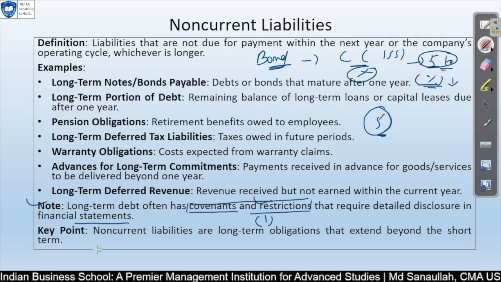That is the point we are discussing here. Long-term debt often has covenants and restrictions that require detailed disclosure in the financial statements. So this kind of restriction we need to mention in our notes. Notes are also a kind of financial statement. I hope it is clear to you. I'm trying to explain every single thing possible.